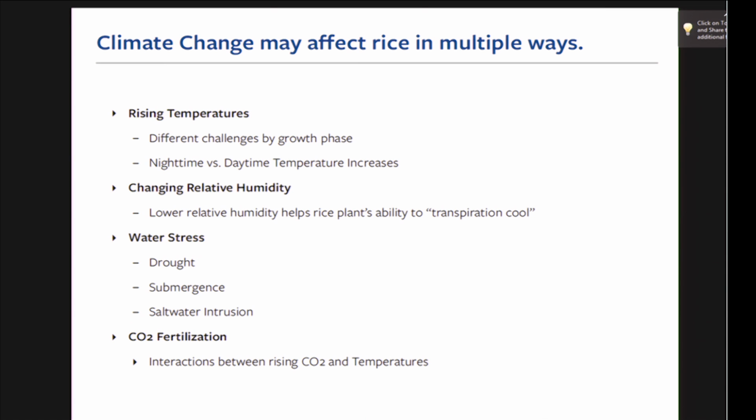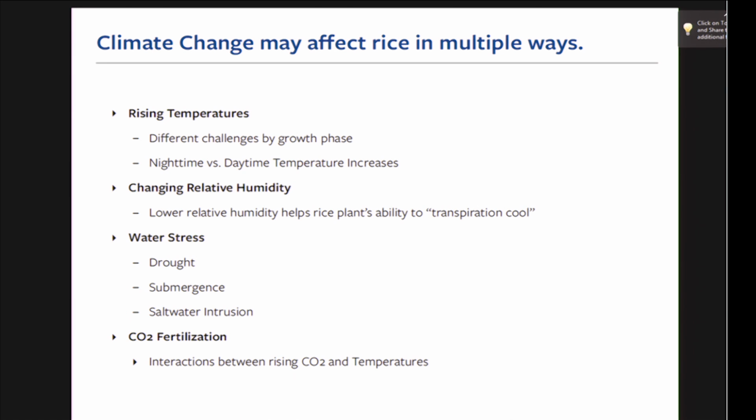Now, this gets really sort of picky, and you spend years on really tiny aspects of this question, and then at the end of a career you put this together in a couple of slides. But what we're trying to do here is climate is not climate, right? To me, climate has many, many dimensions that matter to the rice plant. So it's temperature, it's humidity, it's water stress, and CO2 fertilization here.